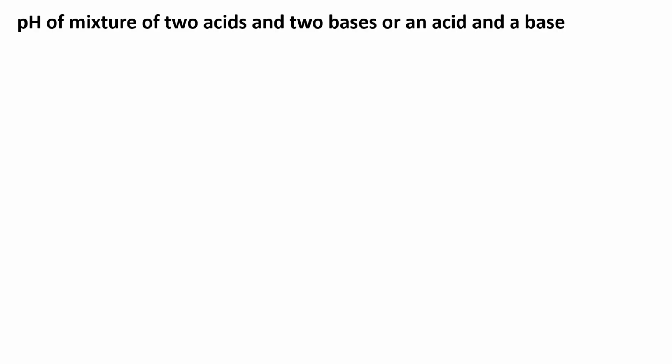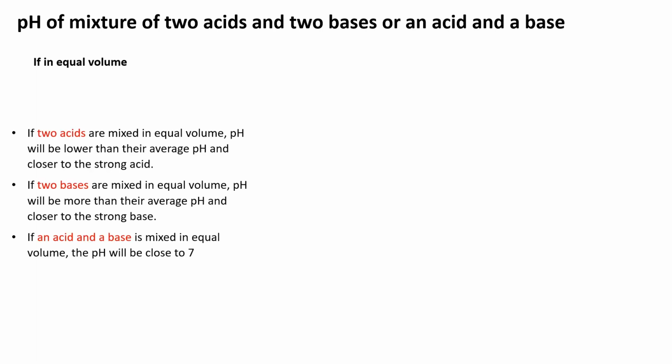Clear? Now, how to find the pH of a mixture of two acids, or two bases, or an acid and a base? In this, two conditions are present. The first condition is if they are present in equal volume. If two acids are mixed in equal volume, the pH will be lower than their average pH and closer to the strong acid. Suppose two strong acids are mixed. One pH is 2, another pH is 4. This is acid A, this is acid B. These two acids are mixed, and you are asked to find the resultant pH of this solution when A plus B are mixed.